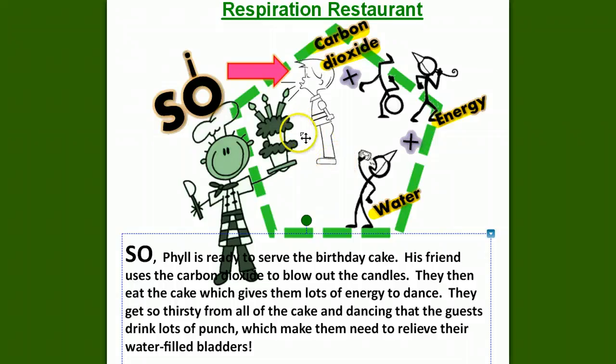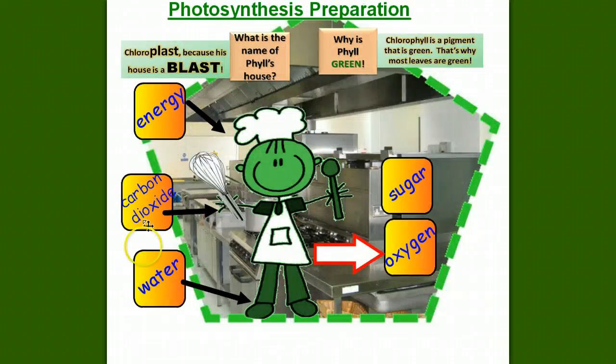His friend breathes in oxygen, breathes out carbon dioxide to blow out the candles. They eat the cake, which gives them lots of energy to dance. They get so thirsty from all the cake and dancing that the guests drink lots of punch, which makes them need to relieve their water-filled bladders. So, do you notice how sugar and oxygen stayed together on this side? Whenever photosynthesis was making food, sugar and oxygen came out of the leaf. Energy, carbon dioxide, and water went into the leaf. Sugar and oxygen came out.